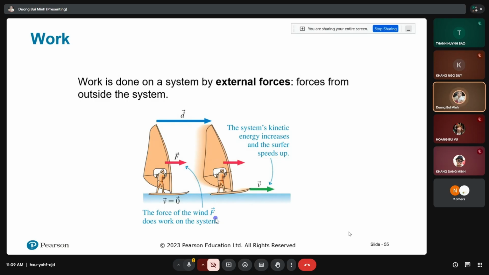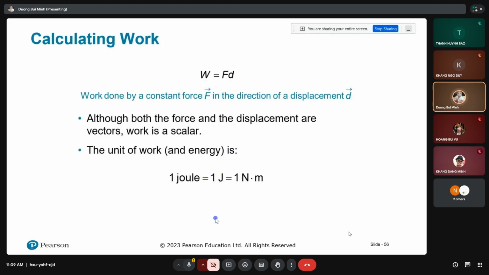Of course, we review the theory. The work is done on a system, remember, by the external force, I mean the forces from outside the system. We can calculate work if we have a constant force, as I mentioned before. We apply the dot product if we have constant force. Otherwise, if F is a function of x or time, we need to use integration.